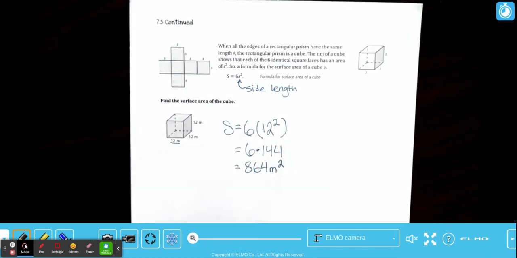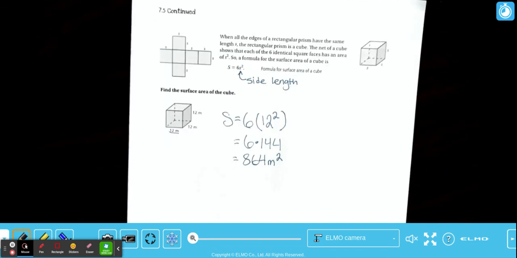Okay, see how that one was way faster than the other ones? If you don't know this formula, you could still find the area of each square and then add them together. But this just speeds it up quite a bit if you know the formula. And it's a cube. It has to be a cube. All right, questions? Okay.